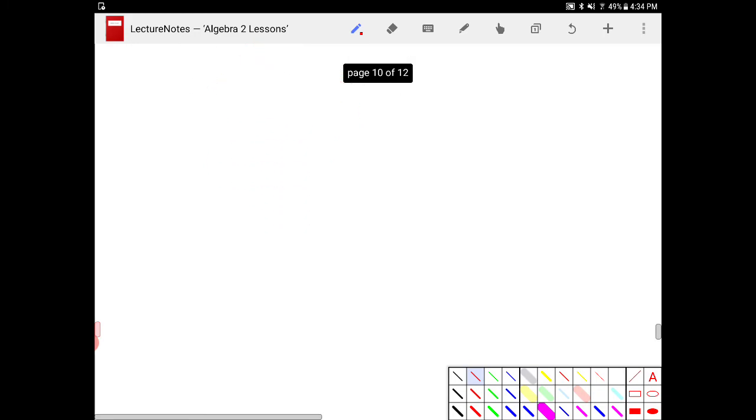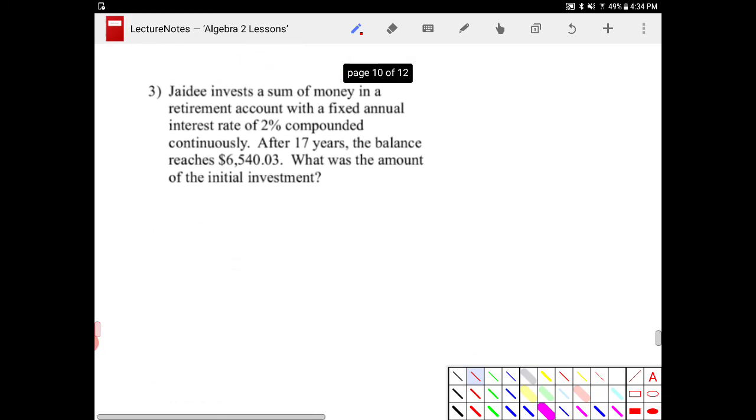Okay, let's take a look at the next one. JD invests a sum of money in a retirement account with a fixed annual interest rate of 2% compounded continuously. After 17 years, the balance reaches $6,540.03. What was the amount of the initial investment? So 6540.03 is A. The P value, my initial, is what I'm trying to figure out.